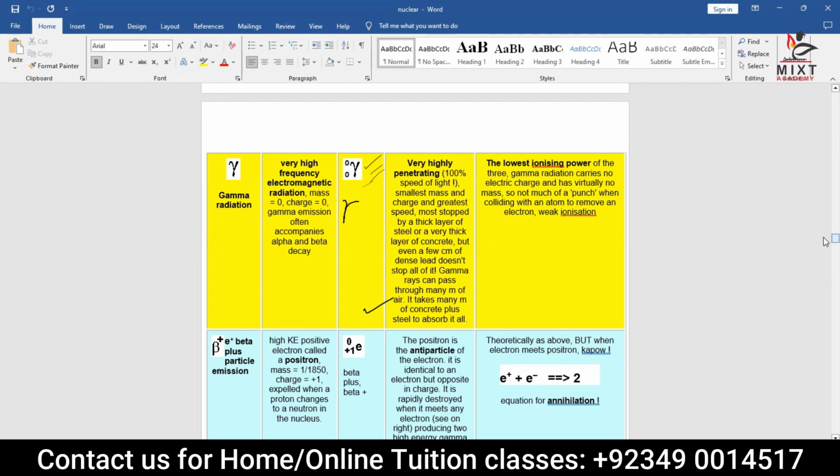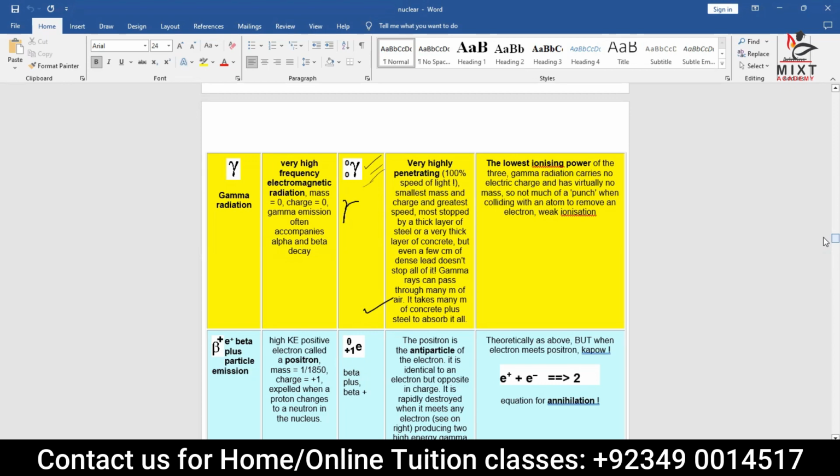So it means that they can easily pass through air, through a few meters of air, and can easily pass through concrete or steel. So basically, this is the high penetration power of that. Now, what about the ionizing power?